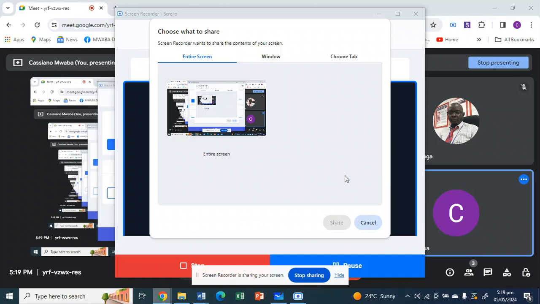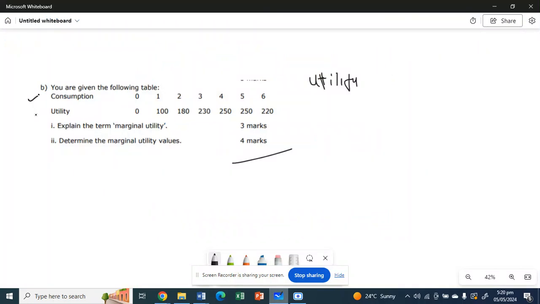All right, you have a question here. You are given a table, consumption. You've been given consumption here, and you've been given utility. Utility measures the satisfaction you get whenever you consume a good or a service.